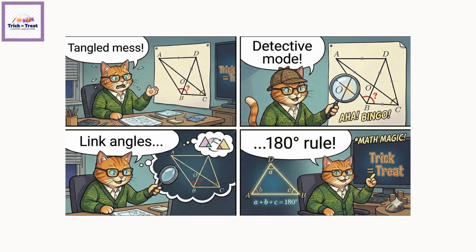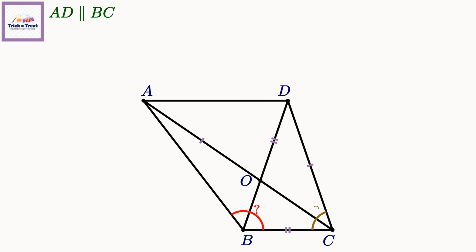At first glance, it looks like a tangled web of lines. But don't panic. The trick here is to act like a geometry detective. We want to relate the angles with triangles so we can make use of their magical properties, like the fact that the sum of three interior angles in any triangle is always exactly 180 degrees. So let's assume that angle OCD equals alpha, angle ODA equals beta. Let's break the investigation down step by step.